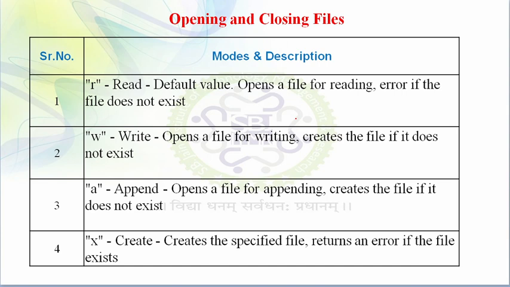The second mode is the W mode, and it is called the write mode. It usually opens a file for writing, and it also creates the file if it does not exist. The third mode is the A mode, which is called the append mode. It opens the file for appending purpose. It adds the data at the end of the file, and it also creates the file if it does not exist. The last mode is the X mode, and it is used to create the specific file. If the file already exists, then it returns an error.